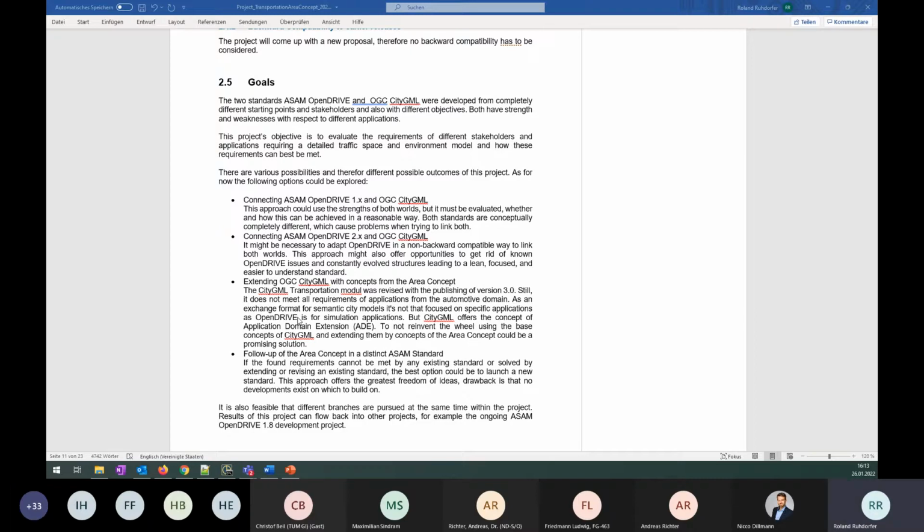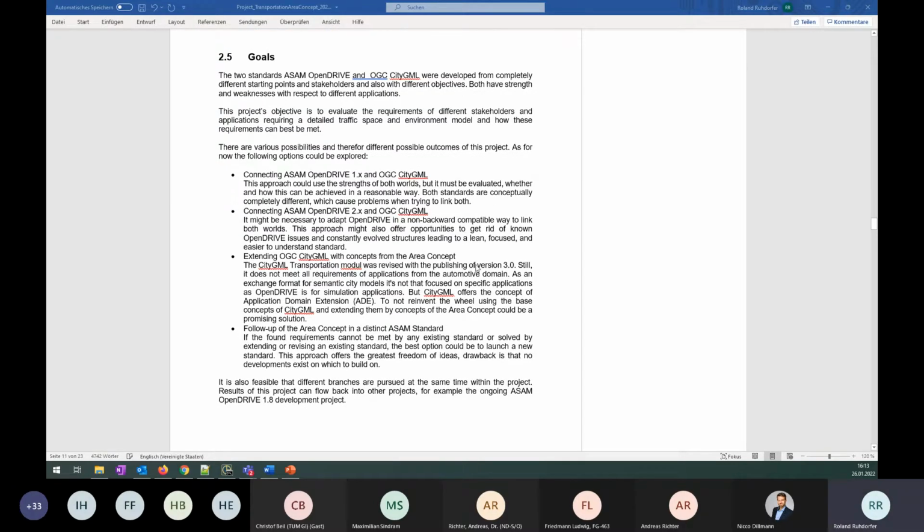And a fourth possibility: if we end up with the conclusion that all the existing standards do not solve our requirements, then maybe we need to go on a different path, and it might be a possibility to follow up the area concept and create a distinct ASAM standard. So those are four approaches we would like to think about in this proposal. We will have to see what the real outcome of this proposal will be.